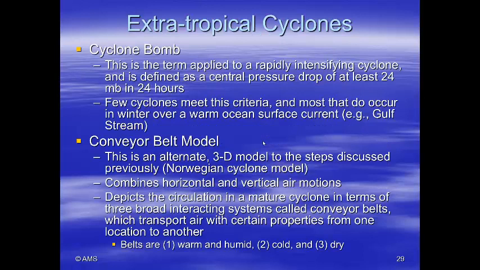There's also something called a cyclone bomb, and this term is applied to a rapidly intensifying cyclone and is defined as a central pressure drop of at least 24 millibars in 24 hours. There are few cyclones that ever meet this criteria, and most that do occur in the winter over a warm ocean surface like the Gulf Stream.